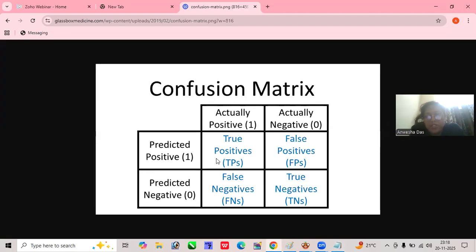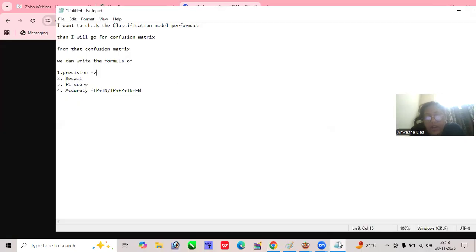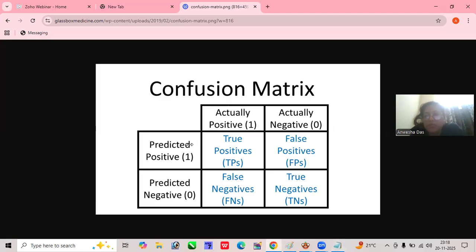If you are talking about the precision, what will be the formula? When our false positive is playing a crucial role. Consider this type of scenario: actually false, but the prediction is true. In this type of scenario, the false positive is playing a very crucial role. Then we'll go for precision. Then what will be the formula, guys? The formula is true positive by true positive plus false positive. I hope you got it. When the false positive is playing a very crucial role, that time we have to go for precision.